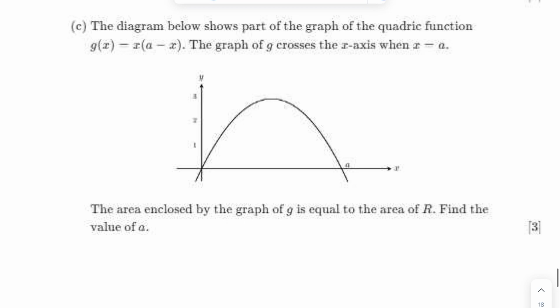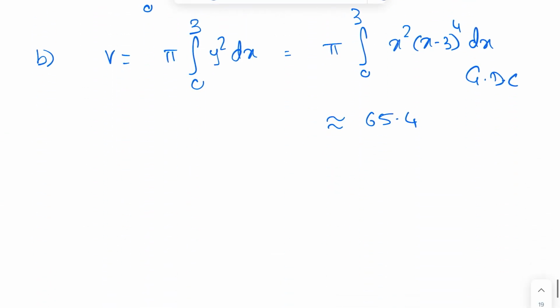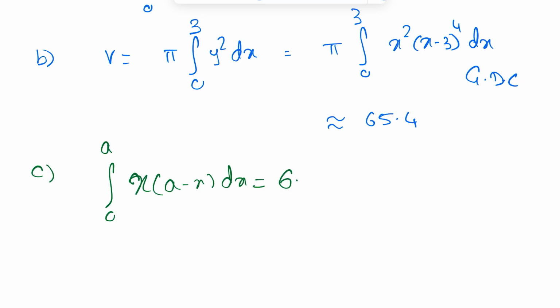Next, part C. The diagram below shows the graph of a quadratic function g(x) = x(a − x). The graph crosses the x-axis at x = 0 and x = a. The area enclosed is equal to the area R. Find the value of a. So the integral from 0 to a of x(a − x) dx should equal 6.75. Again, you can check by GDC.